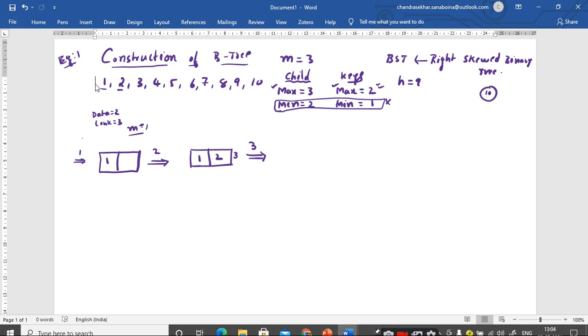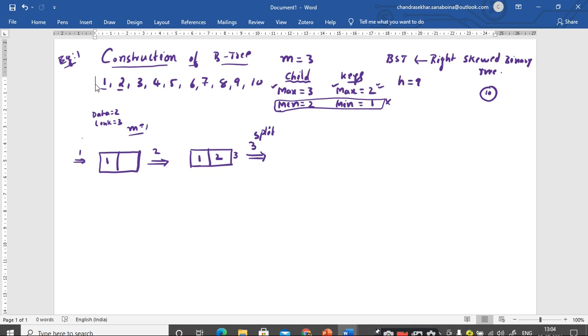Why? Because the maximum number of keys that a node of order 3 can have is 2 only. This particular node has already reached the maximum number of keys. So what do you have to do here? You have to perform the split operation. You have to split the node. So how do you split the node? I told you that you have to consider the median. What is the median of 1, 2, 3?